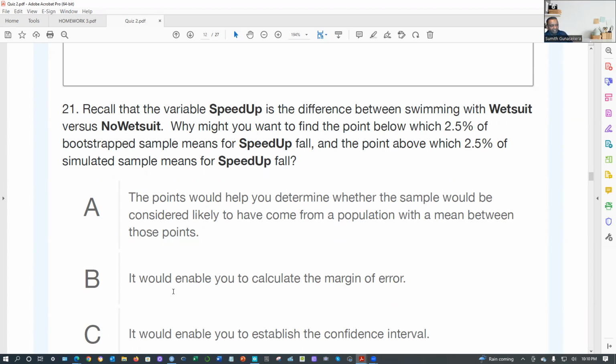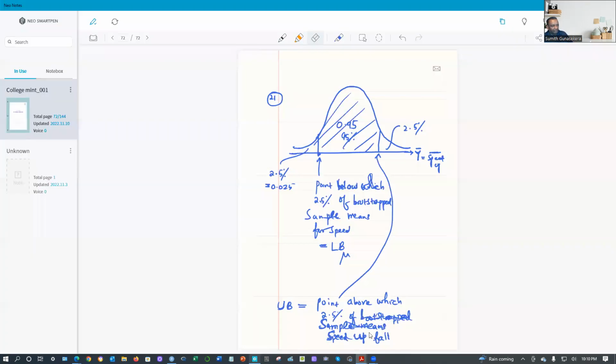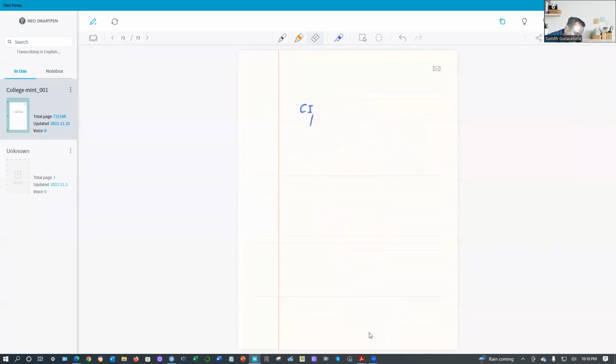Within these two points, then if you want to find the confidence interval for mu, the confidence interval for mu is nothing but the lower bound of mu, comma, upper bound of mu. So then we can have an idea.